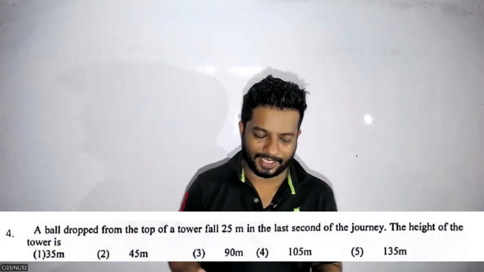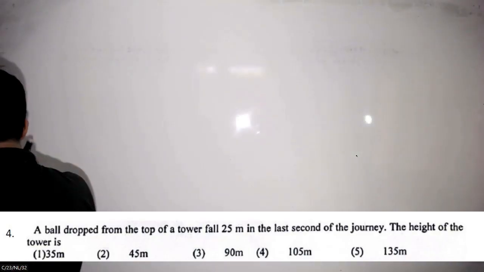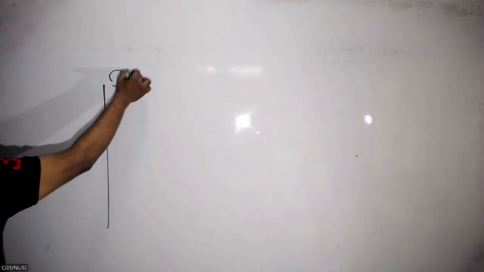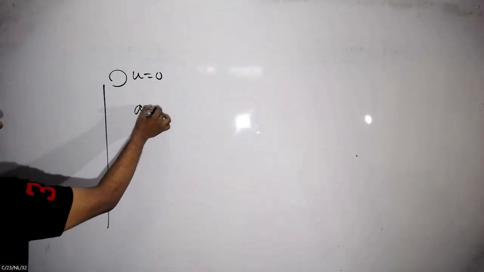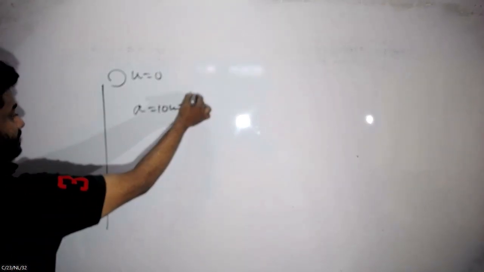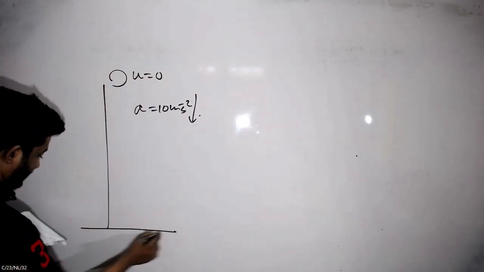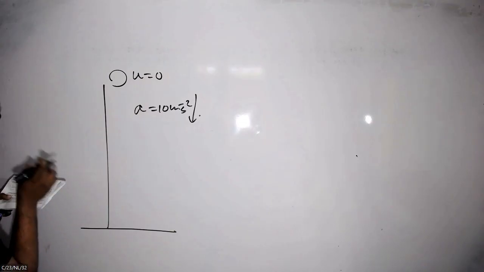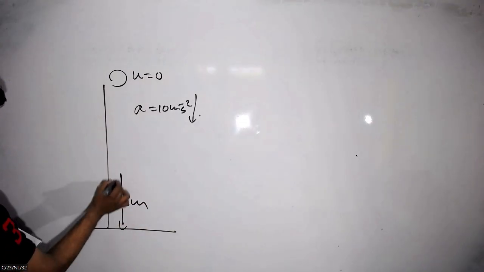Right? Let's try to find the answer for the fourth question. A ball dropped from the top of a tower falls 25 meters in the last second. Since it is dropped, the initial velocity is equal to 0. Then the gravitational acceleration is 10 meters per second squared in the downward direction. And it moved 25 meters during the last second.